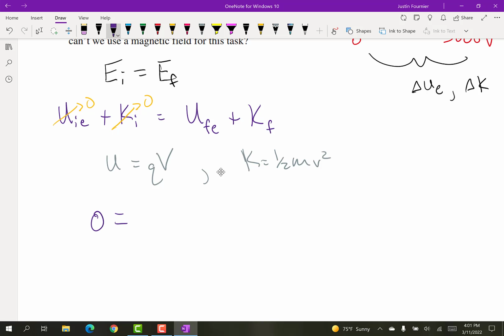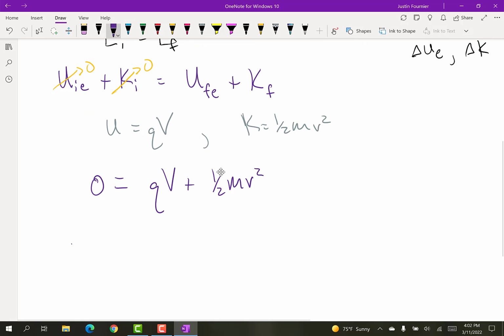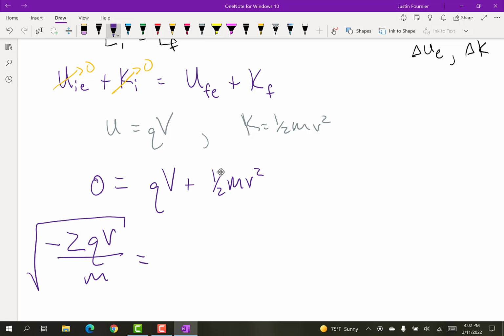So I got 0 equals the potential energy, which is the charge multiplied by the voltage, plus the kinetic energy, which is 1/2 mv squared, where v is the speed of the electron squared. And I'm trying to find out the speed. So I'm going to isolate this. That's going to give me negative 2QV divided by m, and then I'll take the square root of all that, and then I've got v. So now I'll plug in all this.